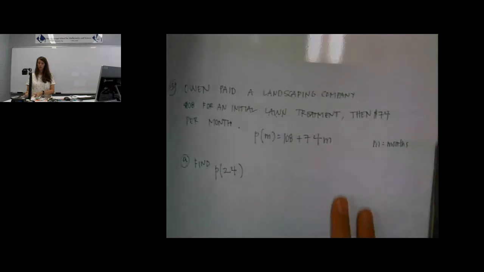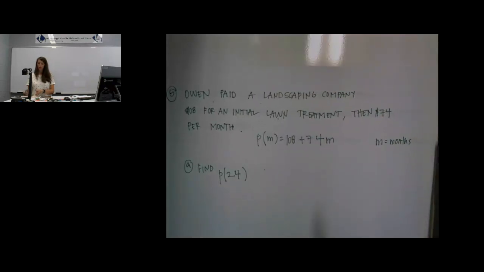Okay, so let's do an example, kind of like a word problem with our functions. So Owen paid a landscaping company $108 for an initial lawn treatment, then $74 per month. So here's my function. P of M is equal to 108 plus 74 times M. So M is going to be equal to every month that we got our lawn treatment.